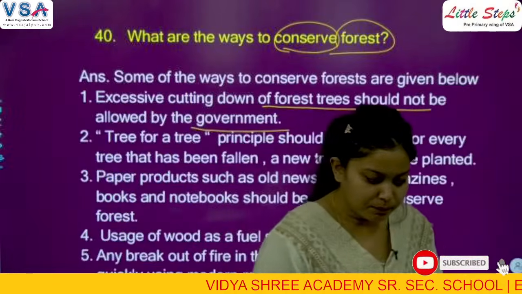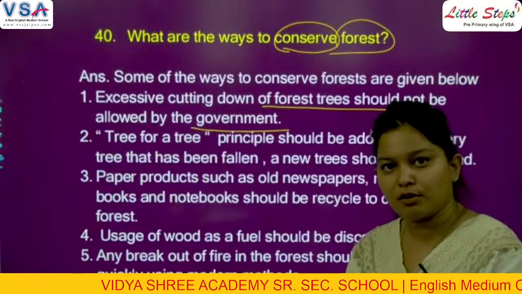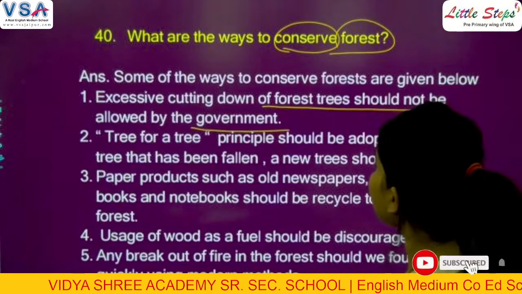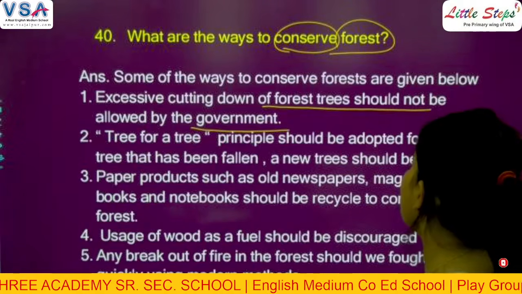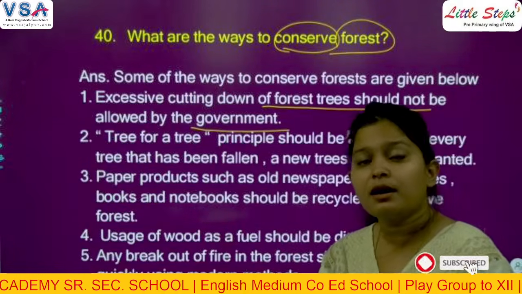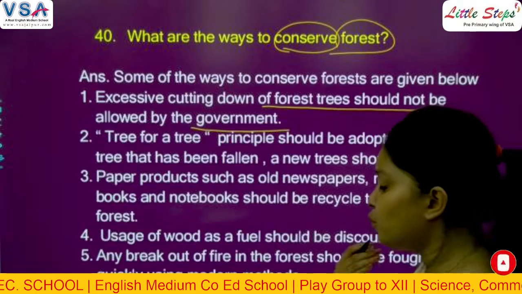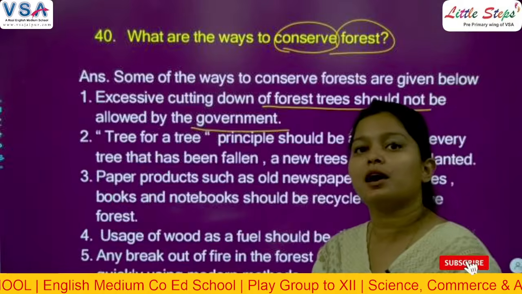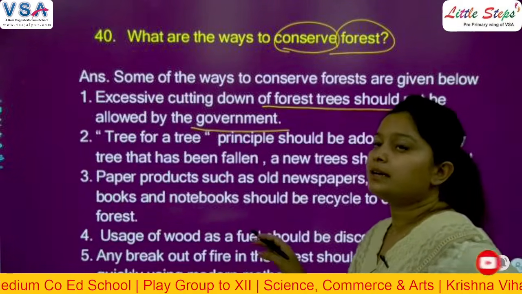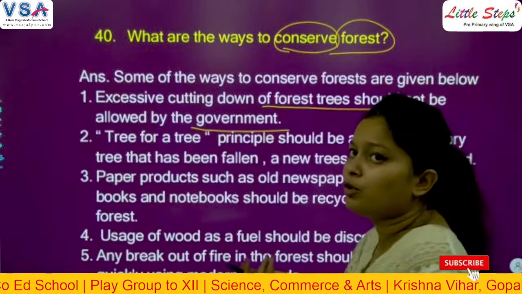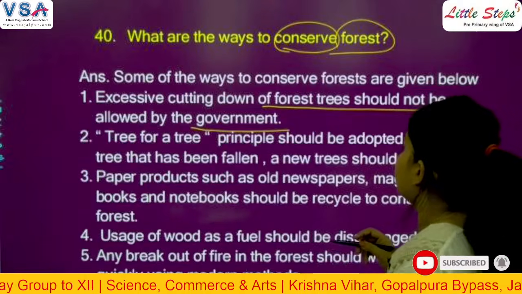There is a rule also that there is a ban on cutting down of trees by the government. So point number 2, the tree for a tree principle should be adopted. Of course, पेड़ के बदले पेड़, like एक पेड़ अगर सूख गया, टूट गया, हट गया, तो of course एक और पेड़ लगाओ. So growing more and more trees is basically the only principle that point number 2 is saying. Growing more and more trees is also beneficial for our future generation.